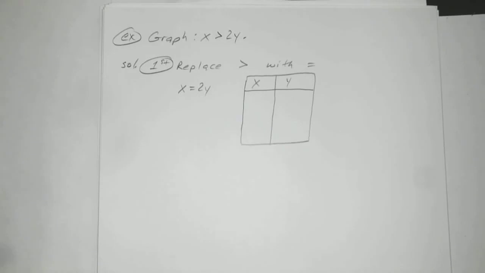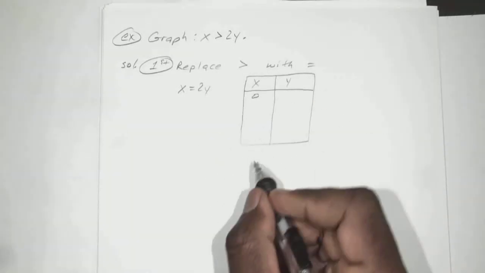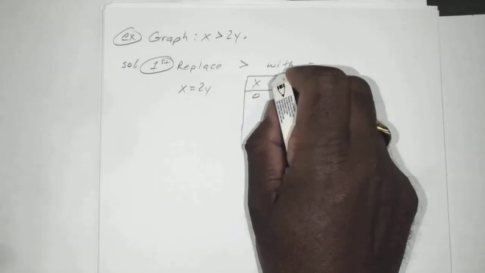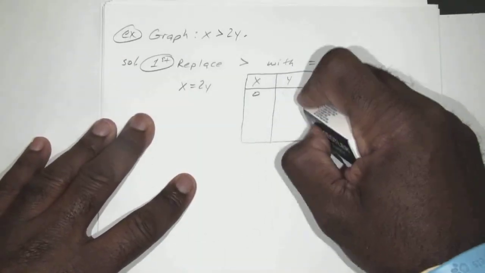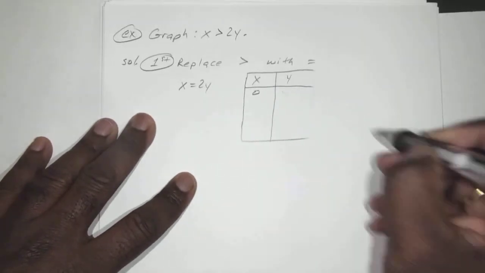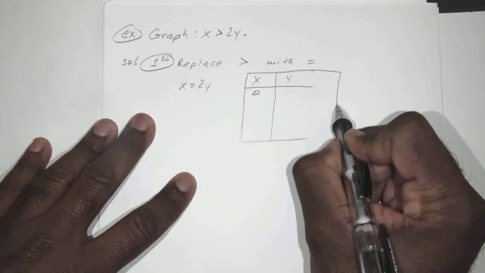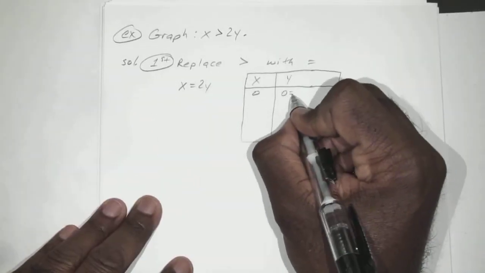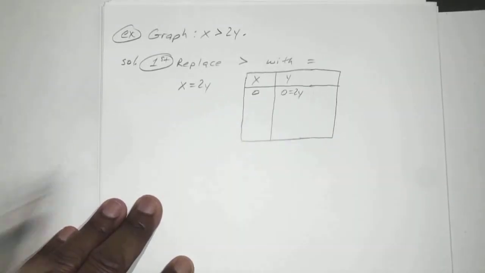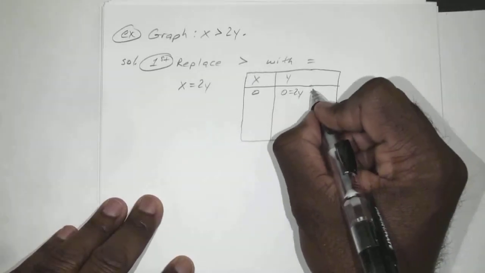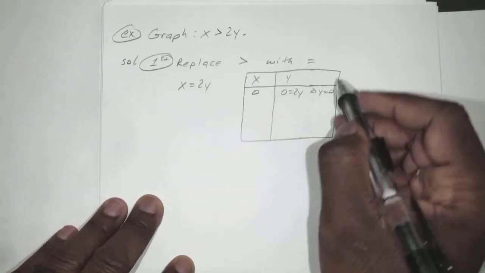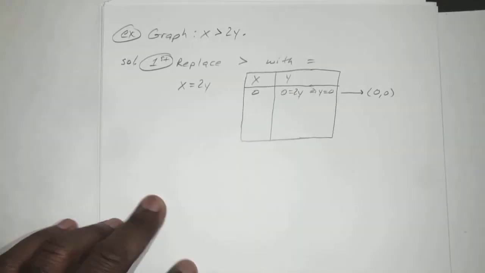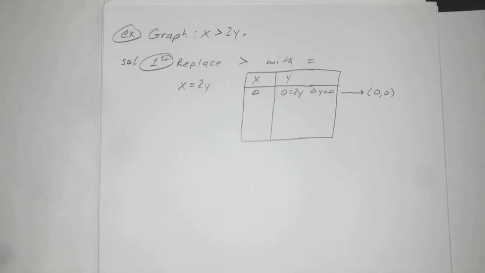Okay. Now on this one, when x is equal to 0, y is equal to, well, you just have 0 equals 2y. So in this case, y is just equal to 0. So you have 0 equals 2y. Divide both sides by 2. You end up with y equals 0. So you actually have 0, 0 as your first point.